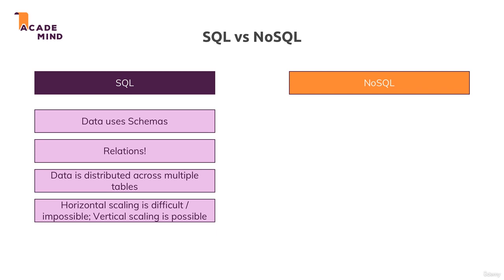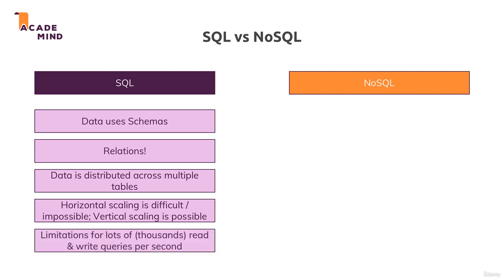But adding more servers can be very hard or even impossible, so definitely not trivial. So this is a problem possibly if we have multiple or thousands of read and write queries per second. Then maybe our SQL database, especially if we do very complex joins between related tables, can reach limits or cannot be the best choice.